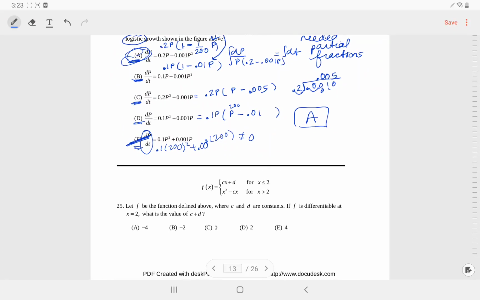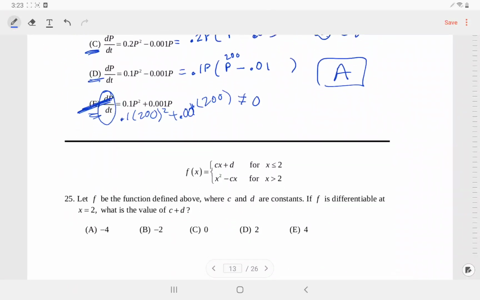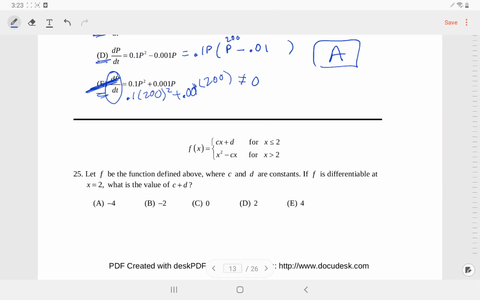Okay, let's look at this one. So 24 is definitely a BC topic. I haven't been writing that on all of them, but this is definitely a BC topic. Okay, let's look at 25. I'm not sure if I could fit 25. I think I can. We'll see if we can. Okay, differentiable.